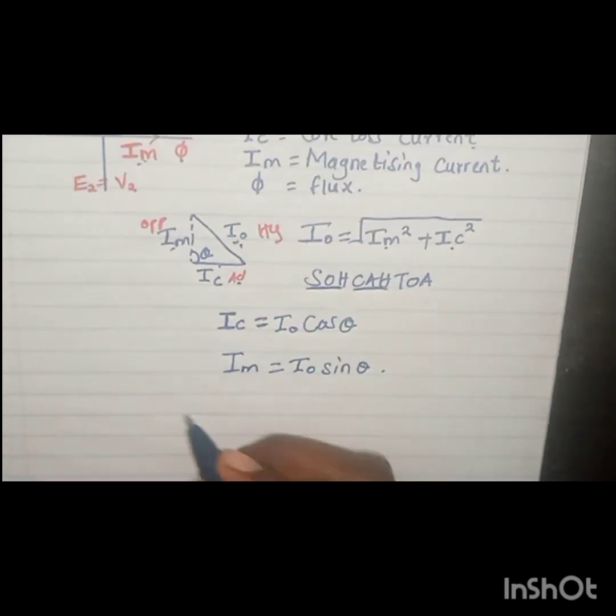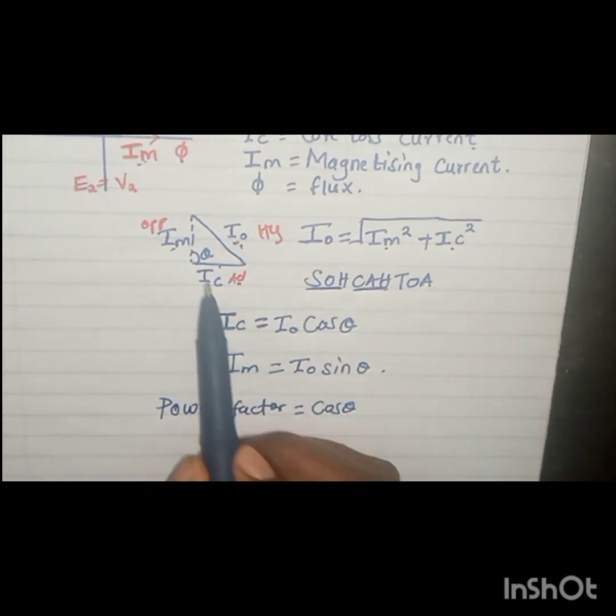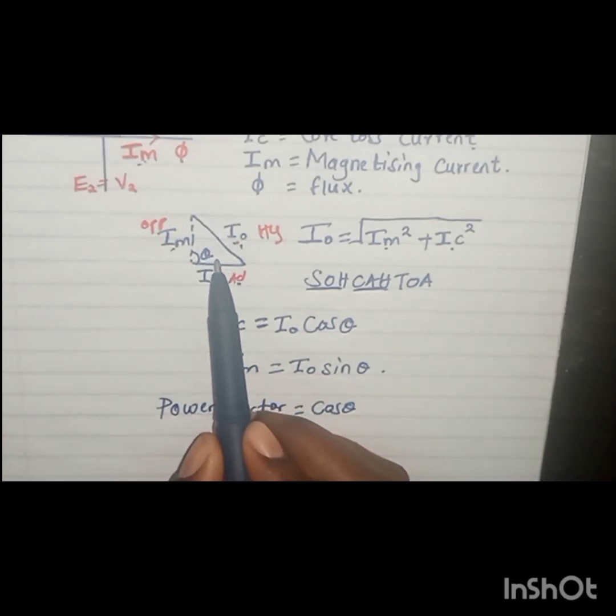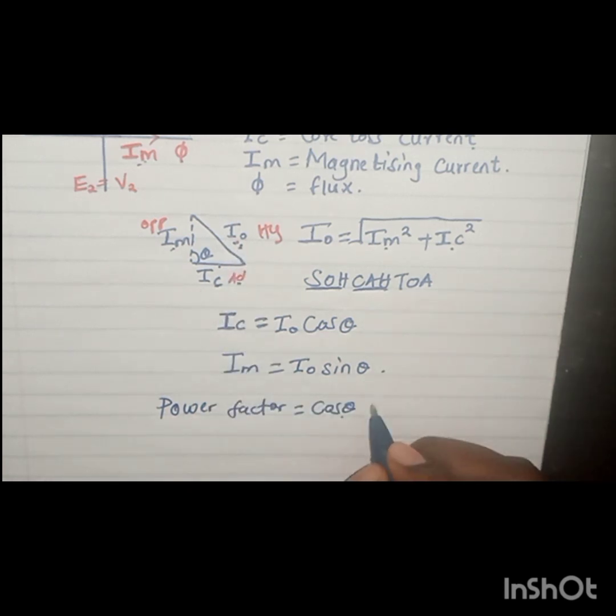We can also get something we call the power factor. The power factor of a transformer is equal to cos theta. And from this diagram here, cos theta is equal to IC over I naught. So this cos theta is the same as IC over I naught. That is our power factor of a transformer.